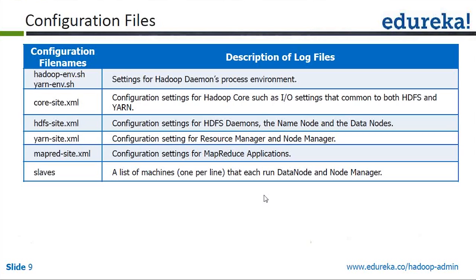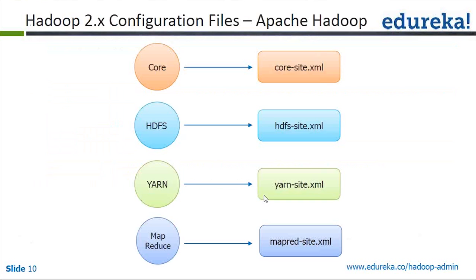The second last is mapred-site.xml, configuration for the MapReduce applications. And the last one is the slaves file, which has a list of the machines that are running as slaves, on which essentially the data node and the node manager will be running.